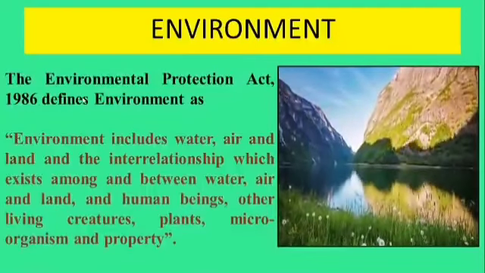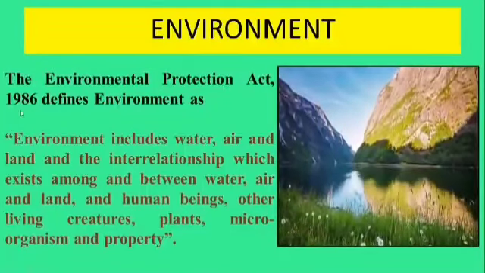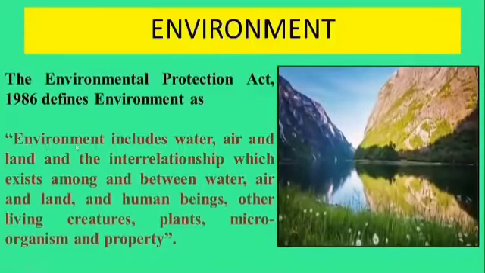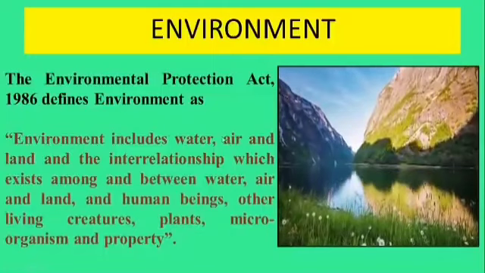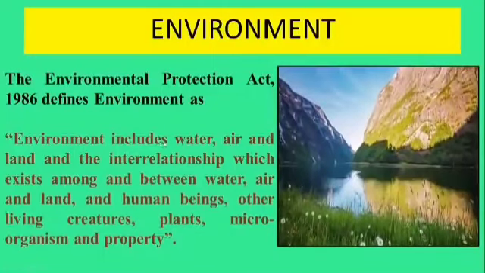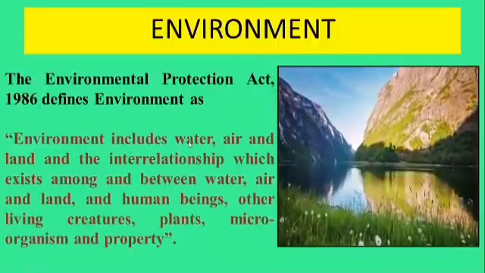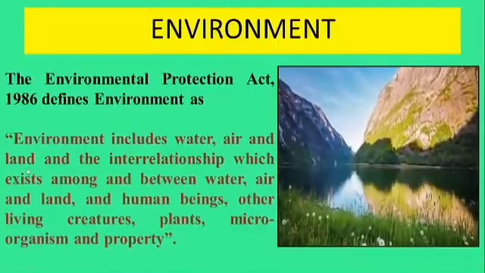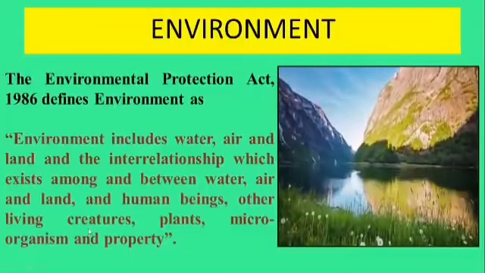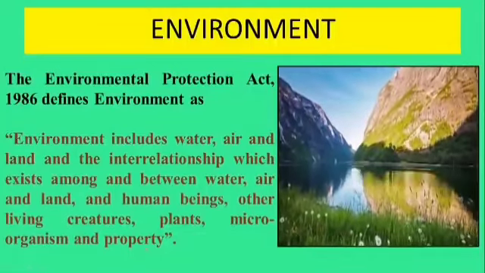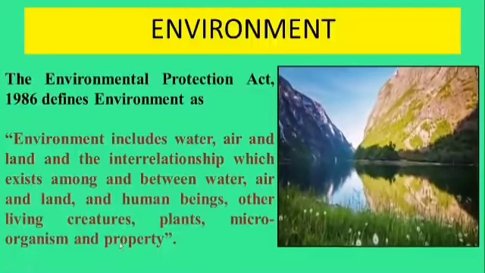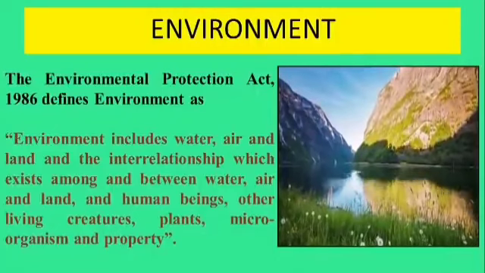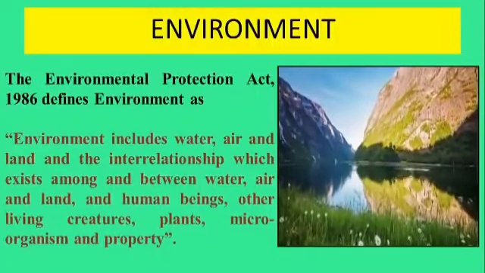According to our Environmental Protection Act of 1986, environment can also be defined as including water, air and land, along with the interrelationships between water, air and land. Apart from this, we also consider human beings and other living creatures like plants, microbes, property, etc. So together, everything, water, air, land, humans, other species and their interaction, comprises our environment.